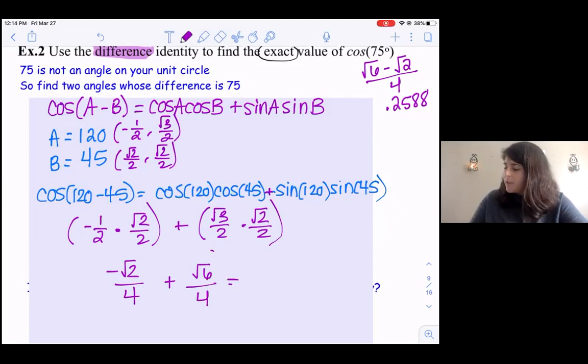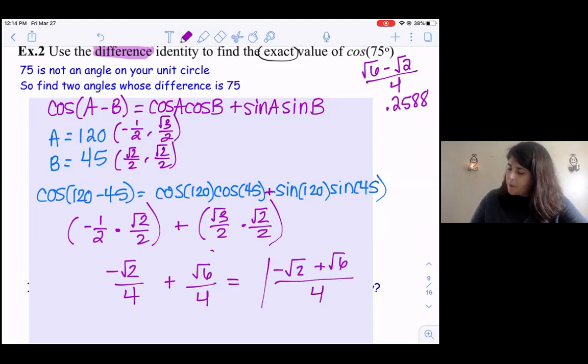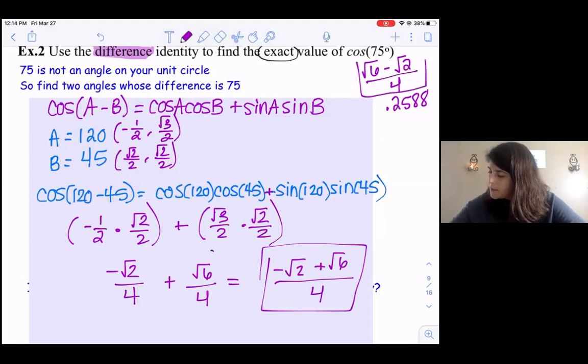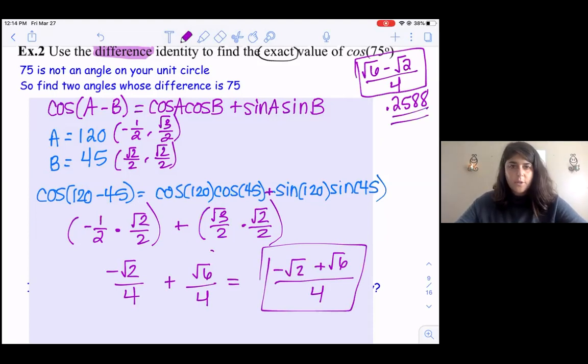My denominators are the same, so when I combine them, I don't have to do anything, and I get that answer. That answer is the same as the earlier answer because square root of 6 is positive, square root of 2 is negative. So they end up being the same thing, and they both equal that decimal. That is how you use your difference identity.